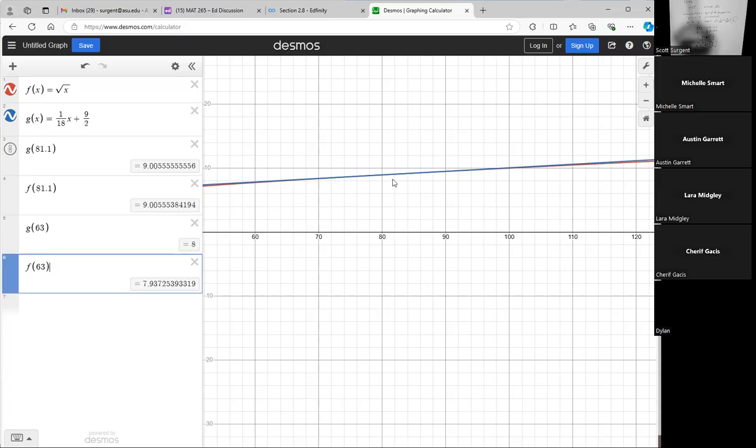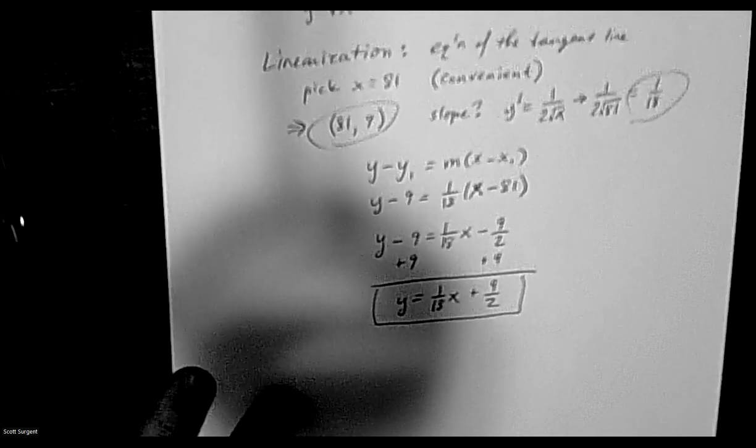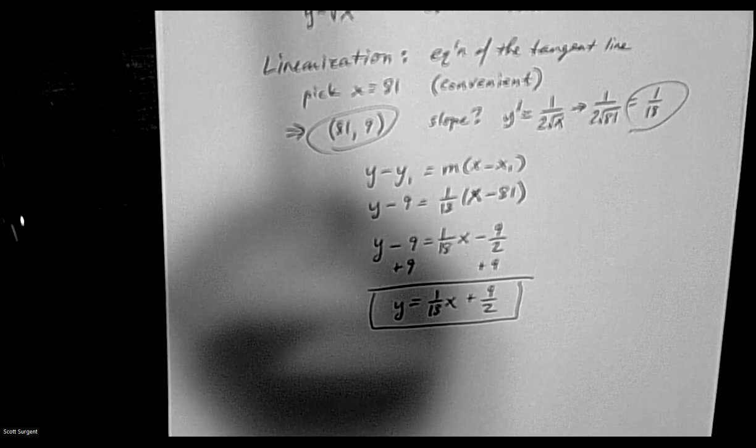Again, the point is that near the point of tangency, the tangent line and the curve itself are almost indistinguishable. That's what linearization is. When you get to Calc 2, you'll see what are called Taylor series, and that actually expands the idea to use other curves as approximation curves. It's really nifty. You'll like it. All right. Well, that's kind of the idea of that one.